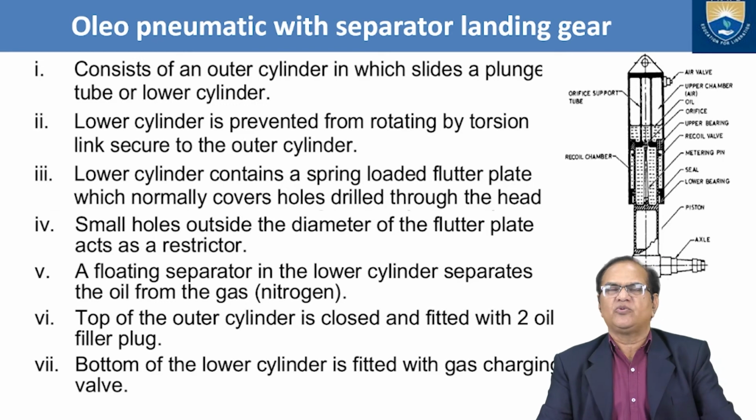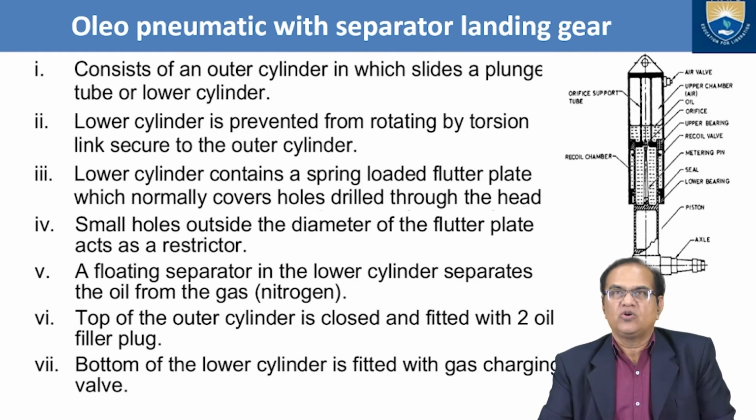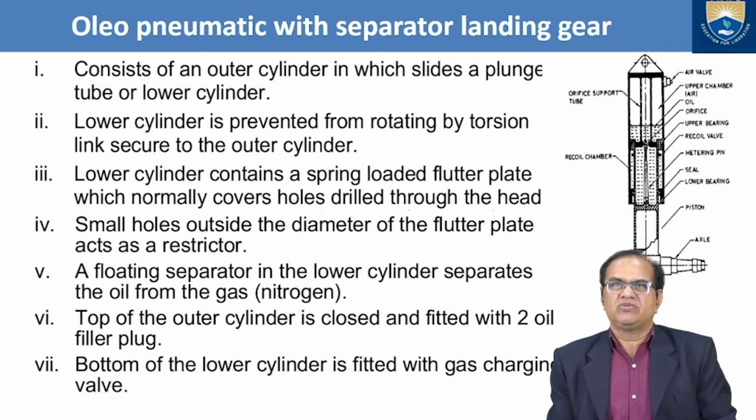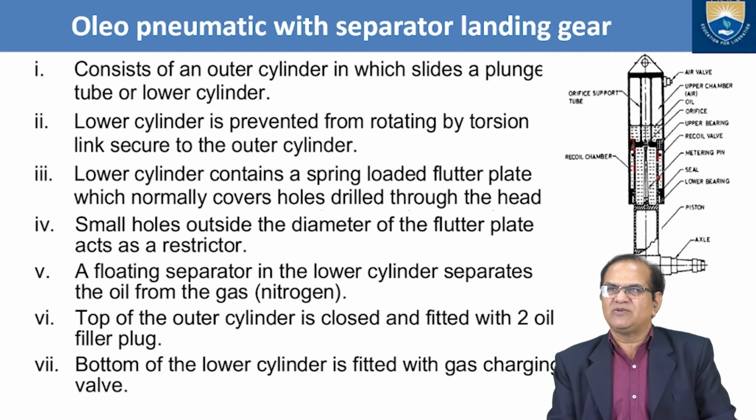Now next is the Oleo pneumatic with separator landing gear. Another type of shock absorber. It consists of an outer cylinder in which slides a plunge tube or the lower cylinder. Here you can see an outer cylinder is there and there is a lower cylinder here. Just I will show you this.